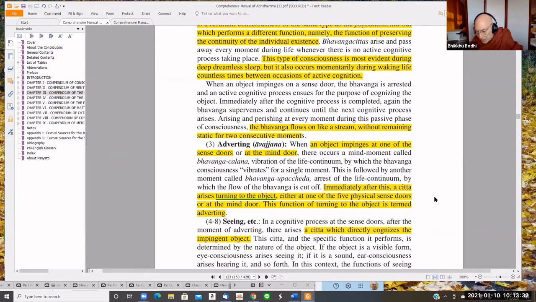And the citta can turn to the object either at one of the five physical sense doors or at the mind door. And so we have actually two kinds of adverting. One is five sense door adverting, and the other is mind door adverting. But the two are similar in that it's a citta that turns to the object. And that is what's meant by adverting.